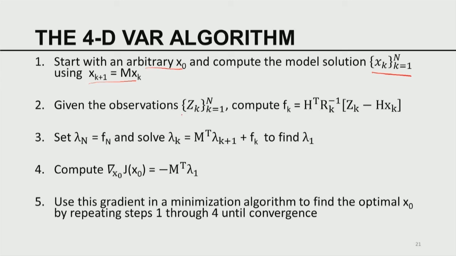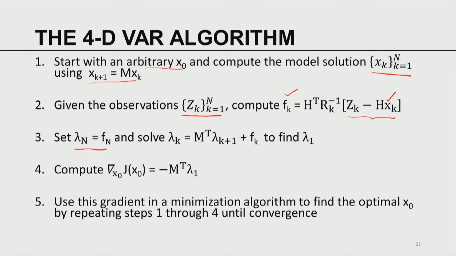You are given a set of observations. So from the model you know x naught, xk. You already know h. You already know zk. So you can compute zk minus h of xk. That is a forecast error. You compute the normalization. You compute the model counterpart of that. So f of k can be computed explicitly. So you run the model forward, given the observation, you can essentially compute the quantities f k.